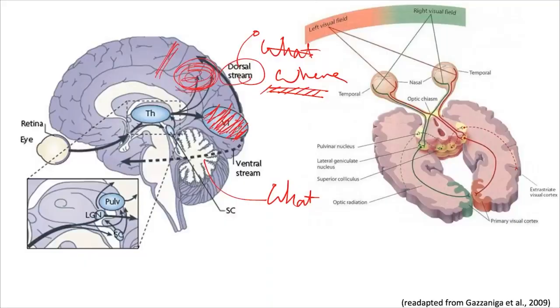And that's the real complexity of this system, because of this direct pathway. This is not going to V1. It's just going directly to other areas, and there is no pathway to the ventral stream. So you do not see them. You do not know what is happening outside. Okay.